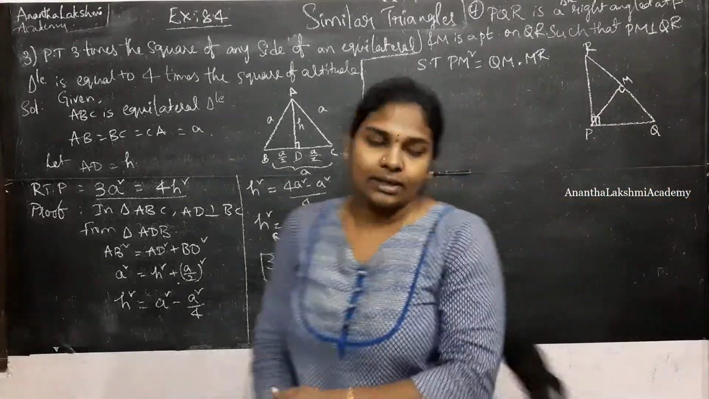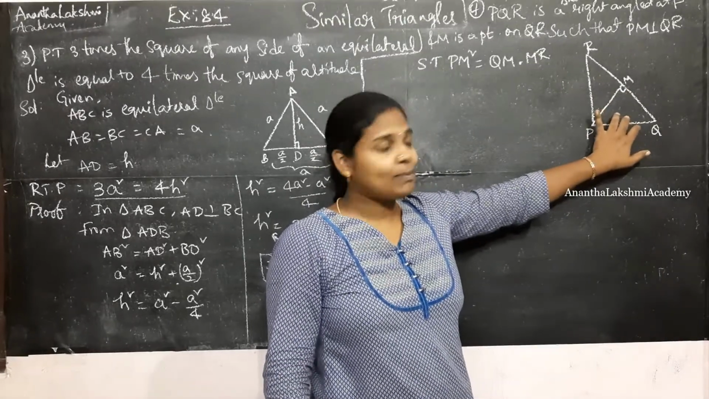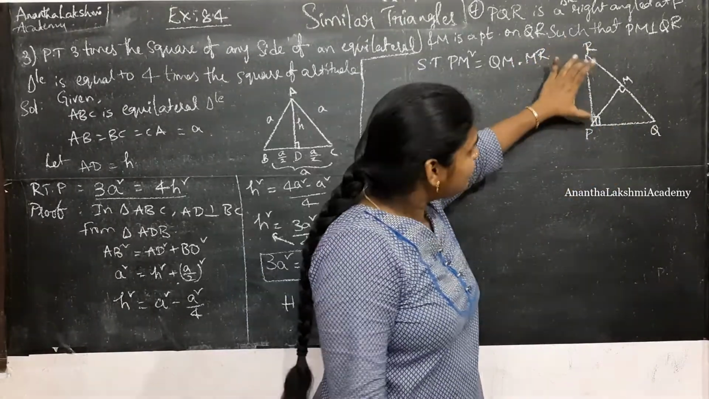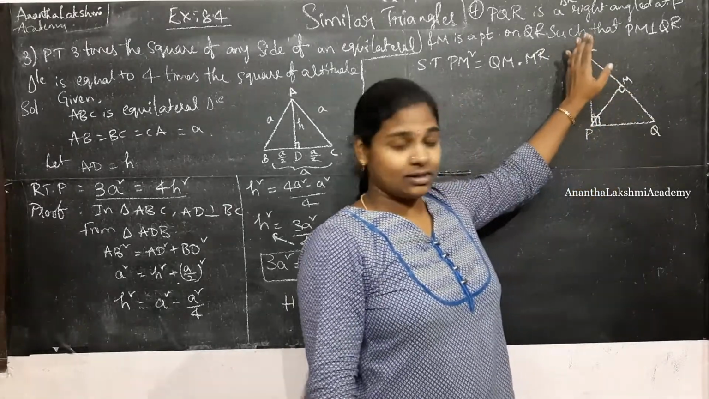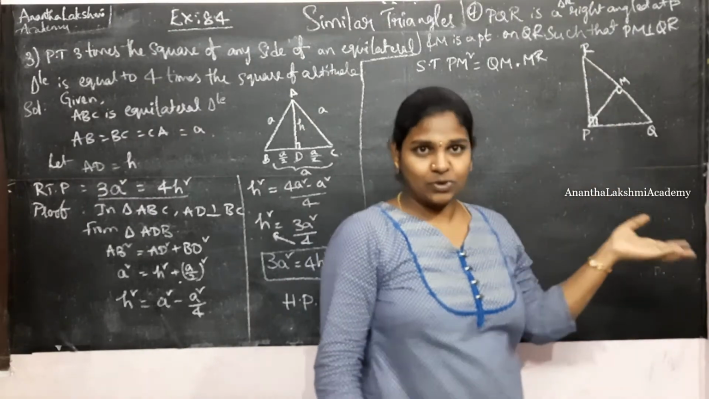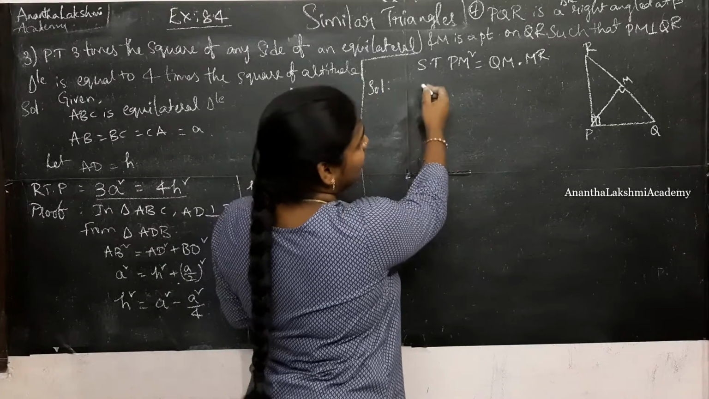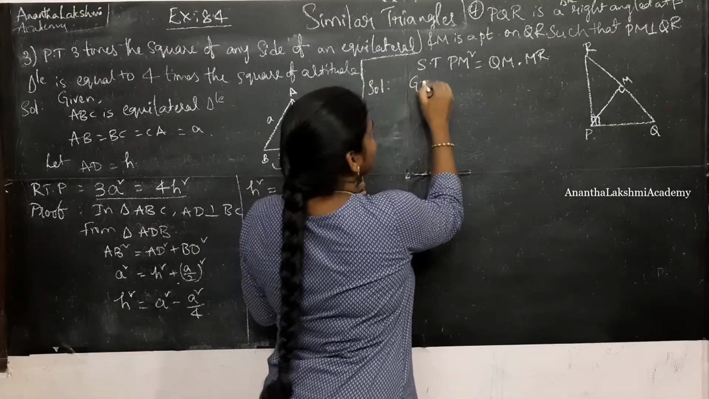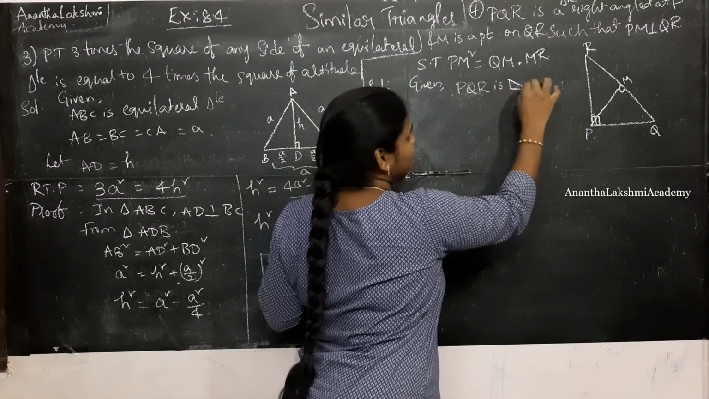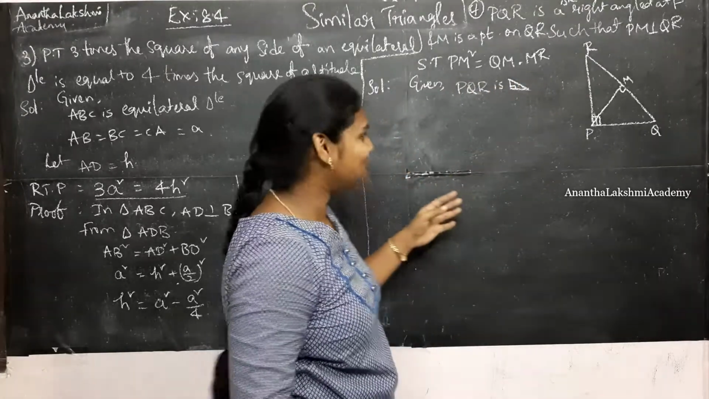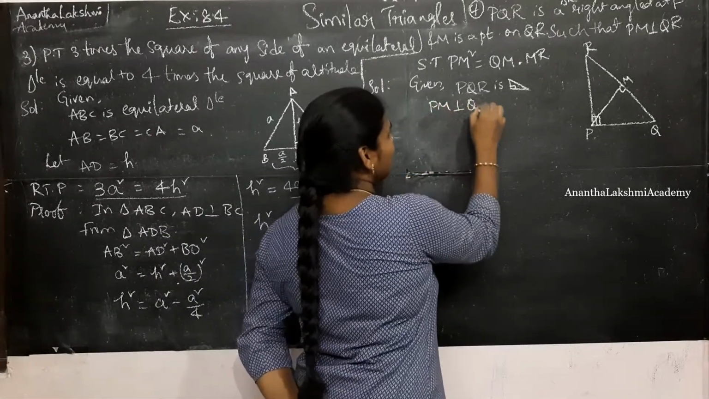Okay. So here, if you remember, if you have gone through the explanation of the Pythagoras theorem, wherein we have proved that this triangle is similar to the bigger triangle, also this PMQ is similar to the triangle PQR. We are going to do the same here. Solution. So what is given? PQR is a right angled triangle, and PM is perpendicular to QR.